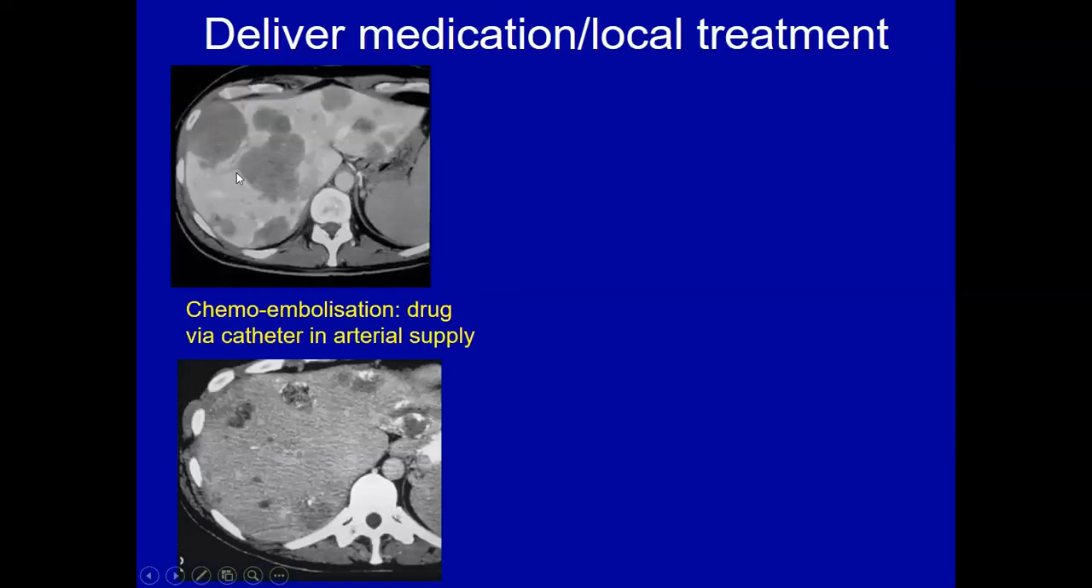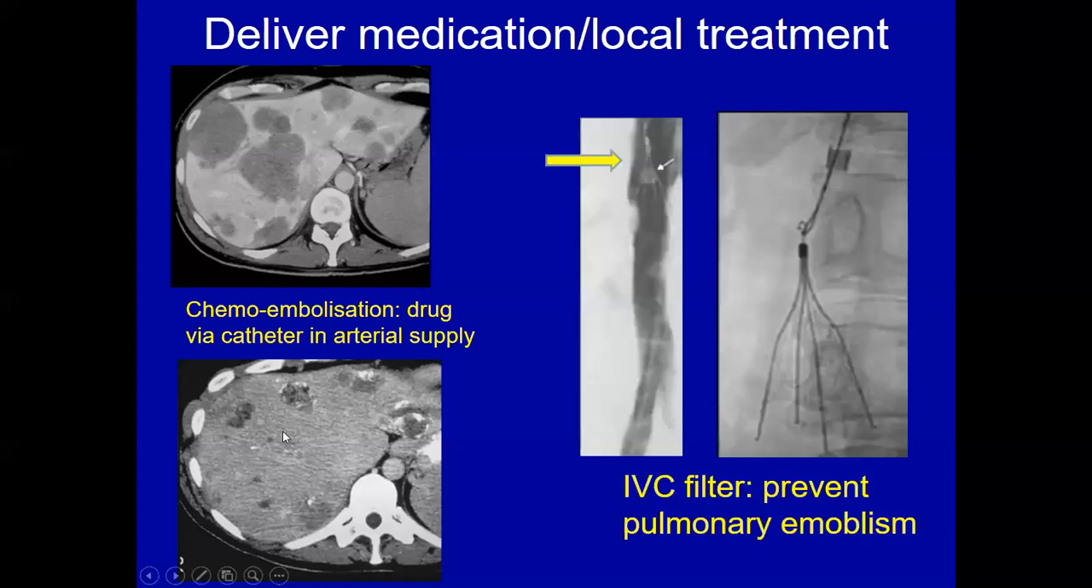So this is a patient with multiple liver metastasis. We put a catheter in the hepatic artery over here, and then we inject the chemotherapy. So the patient has most of the chemotherapy going to the liver. You can see significant improvement with less systemic side effects.